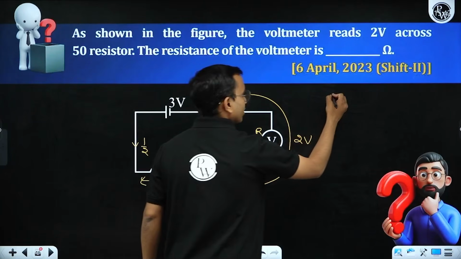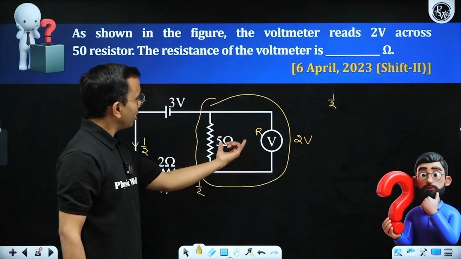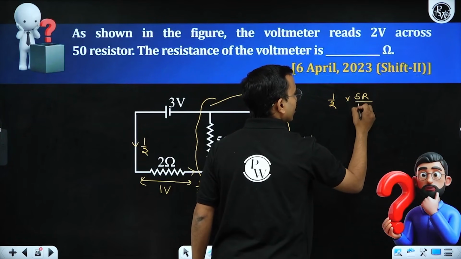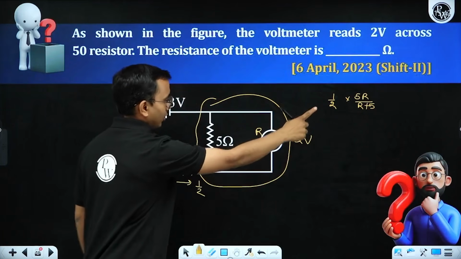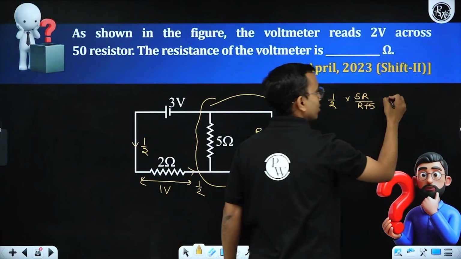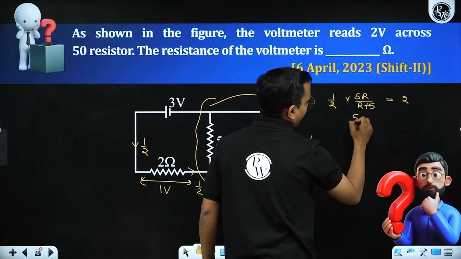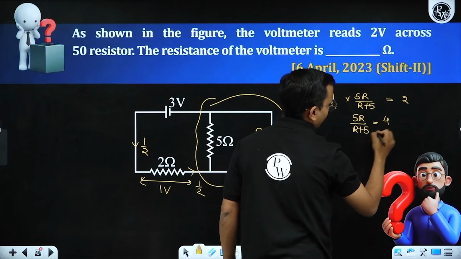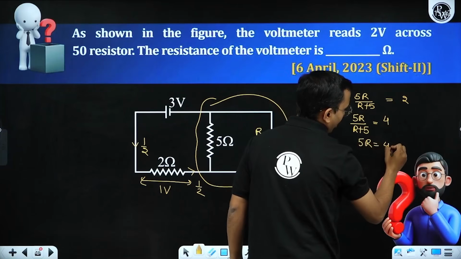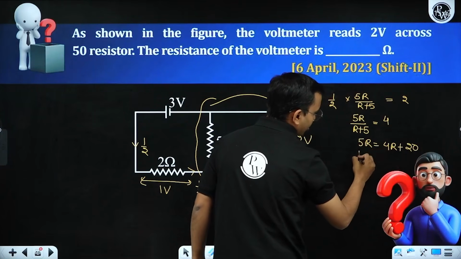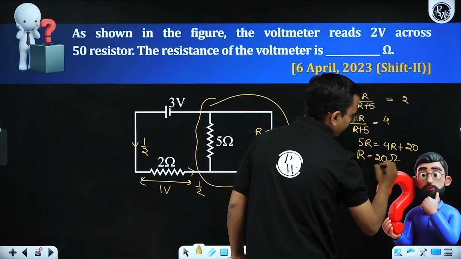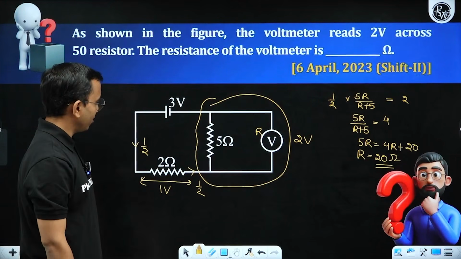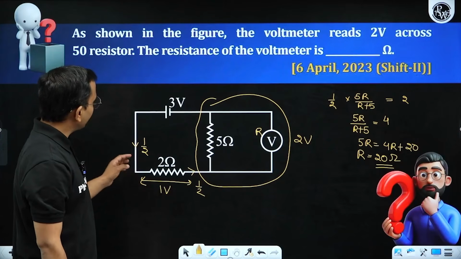1 by 2 current is passing through a resistor. How much resistance? 5R divided by R plus 5. I into R, drop is 2 volt, so this is 2. So 5R divided by R plus 5, and this comes out to be 4. So 5R is equal to 4R plus 20, and R comes out to be 20. This voltmeter was having very less resistance. Okay. Let us check our calculations again.